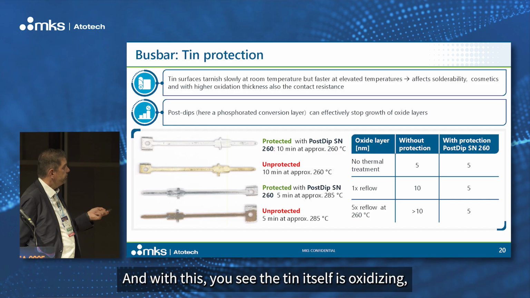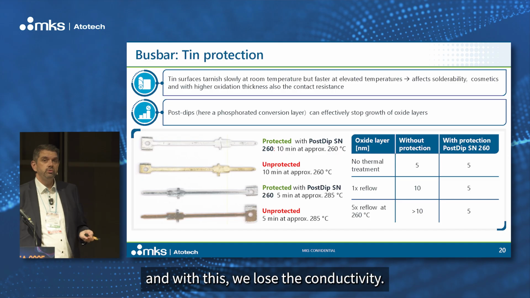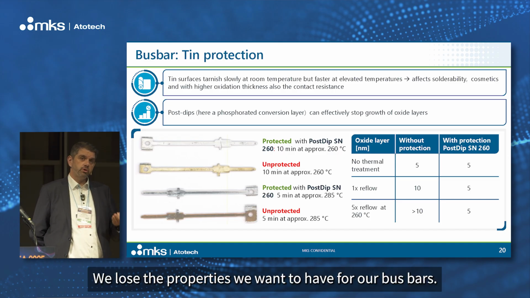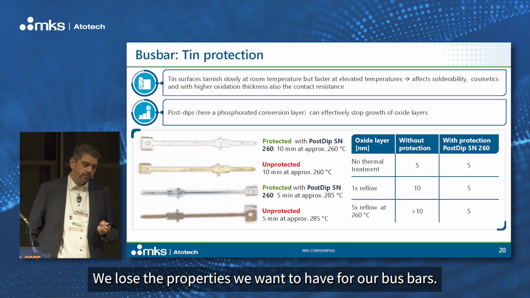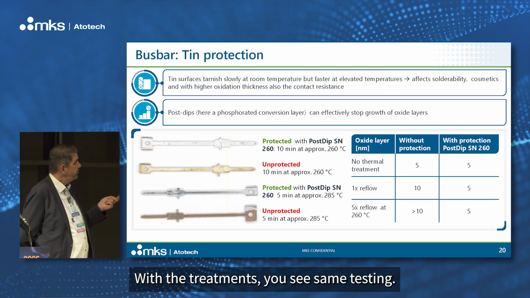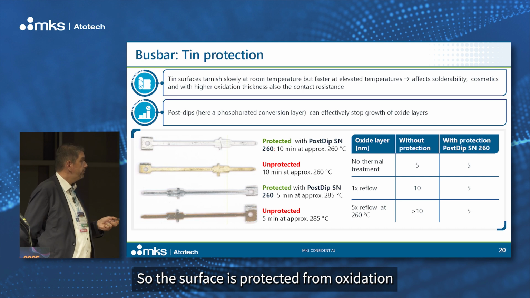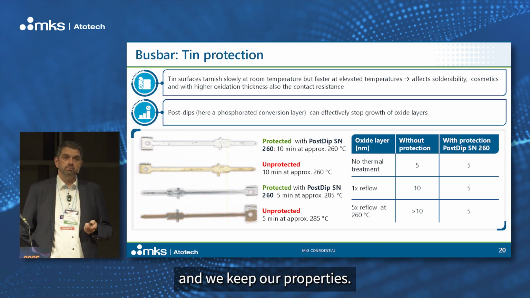And with this, you see the tin itself is oxidizing, meaning it's corroding. And with this, we lose the conductivity, we lose the properties we want to have for our bus bars. In the end, I think we know that this is then a failure. With the treatments, you see the same testing. You still have this nice silvery look of tin. So the surface is protected from oxidation and we keep our properties.